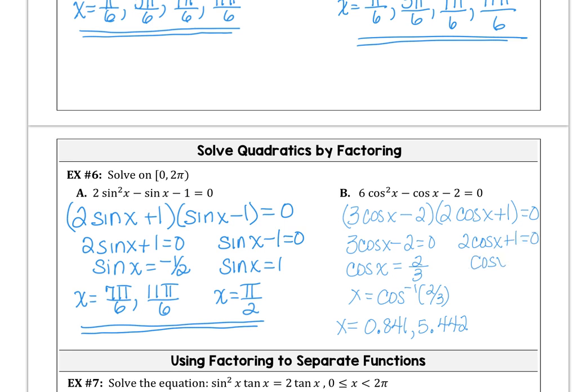And the second factor, when is 2 cosine x plus 1 0? That would happen when cosine is negative 1/2. So in this case, x would be either 2 pi over 3 or 4 pi over 3. So we would have 4 different answers, 2 estimated answers and 2 exact answers, solving by factoring.